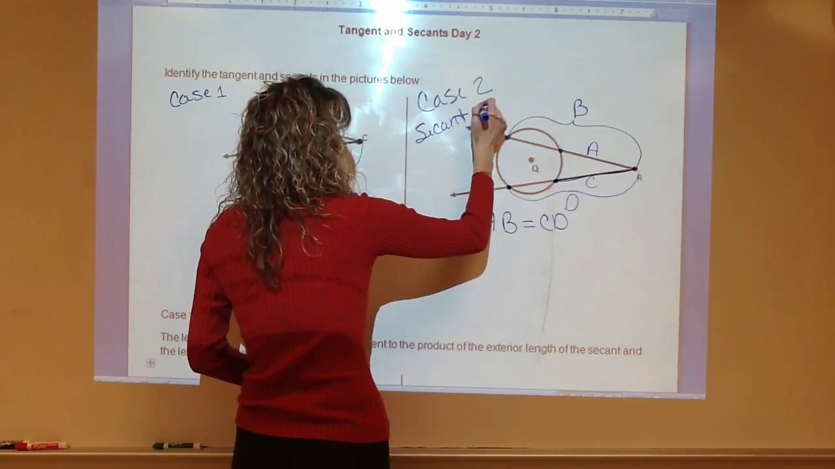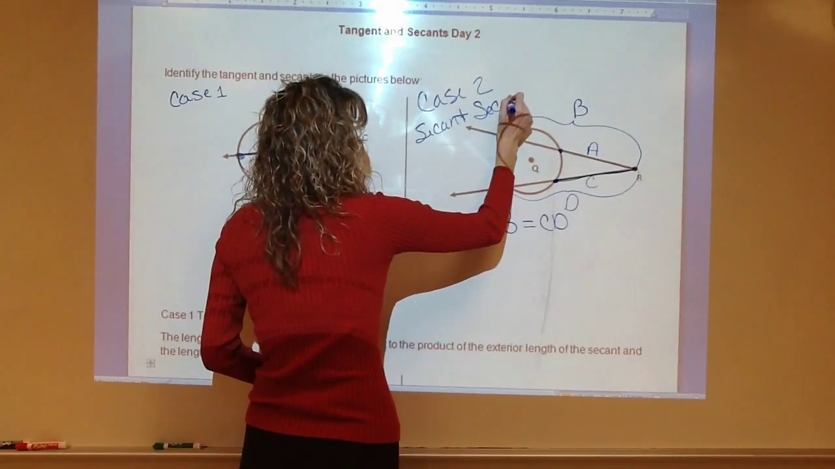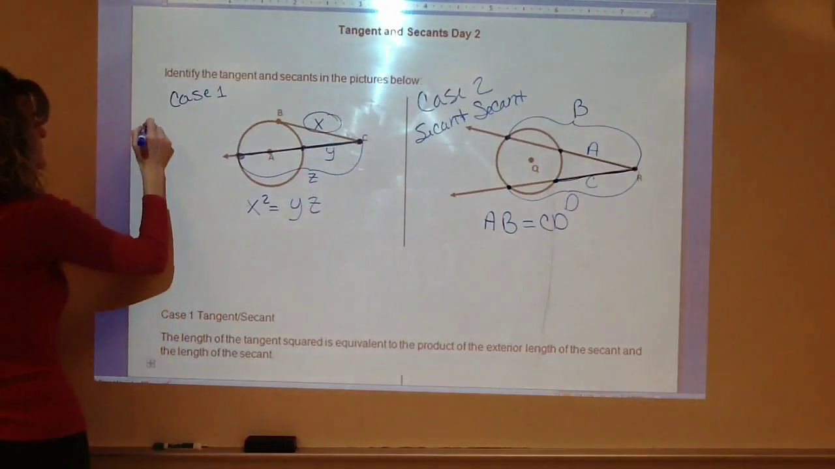We'll call it secant-secant. And then over here, we'll call this tangent-secant.